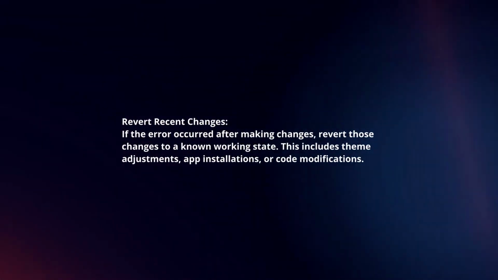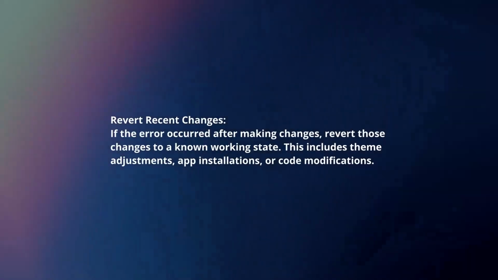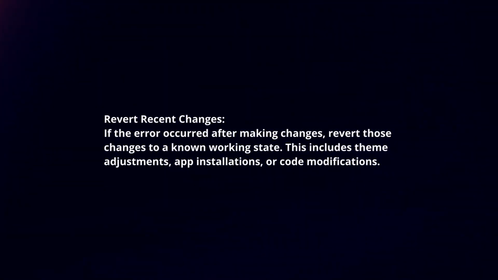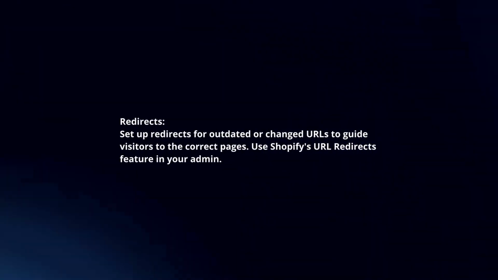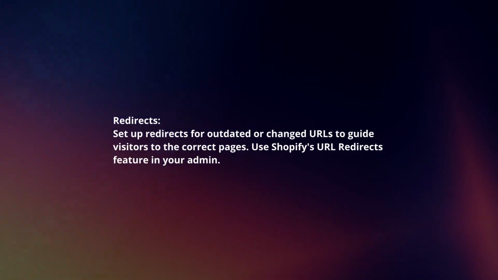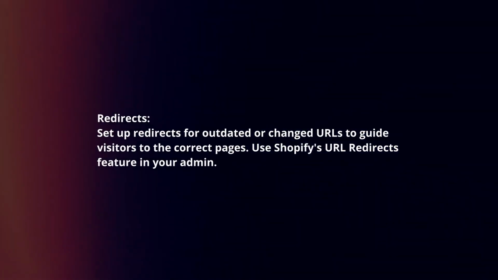Revert recent changes. If the error occurred after making changes, revert those changes to a known working state. This includes theme adjustments, app installations, or code modifications. Redirects. Set up redirects for outdated or changed URLs to guide visitors to the correct pages. Use Shopify's URL redirects feature in your admin.